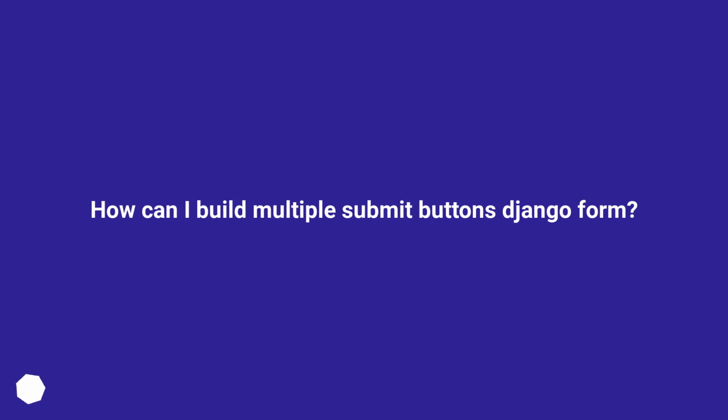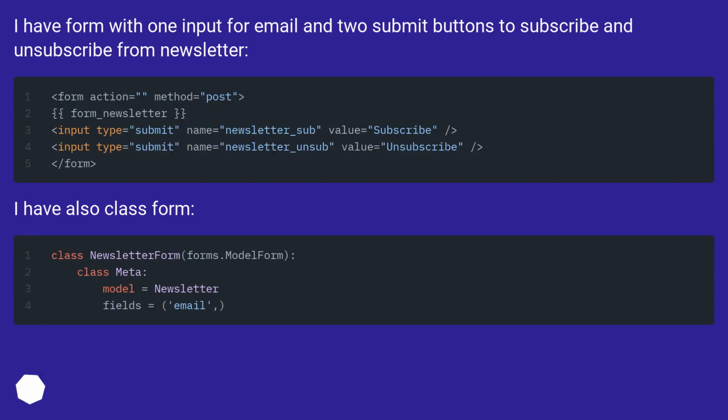How can I build multiple submit buttons in a Django form? I have a form with one input for email and two submit buttons to subscribe and unsubscribe from the newsletter.